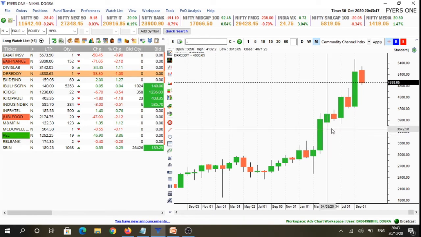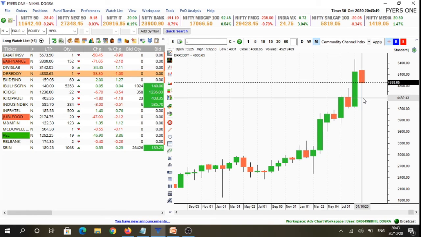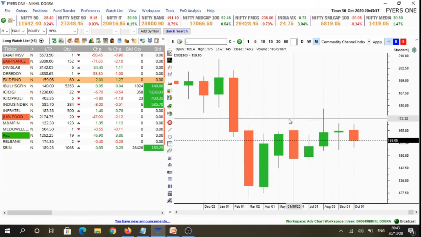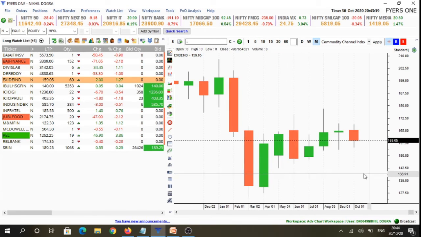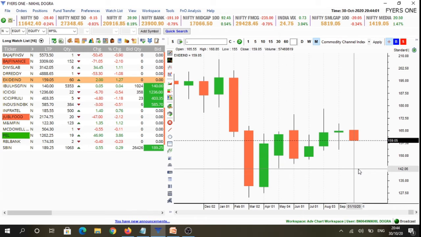Dr. Reddy is also an inside candlestick. So above 5323 levels, we'll look for buying opportunity in Dr. Reddy. Exide Industries, it is again an inside monthly candlestick. So above 169 levels, we'll look for buying opportunities in Exide.